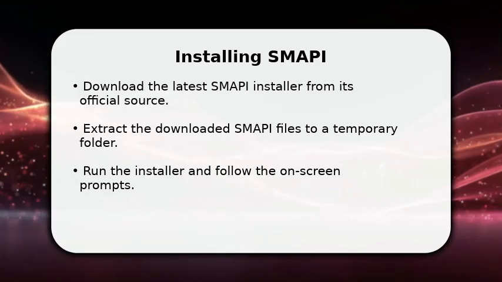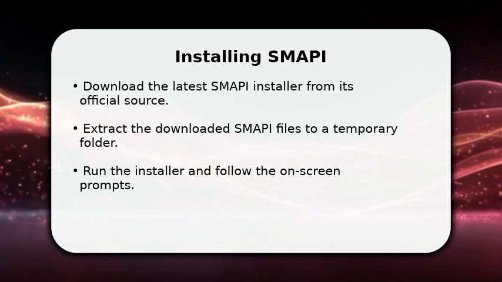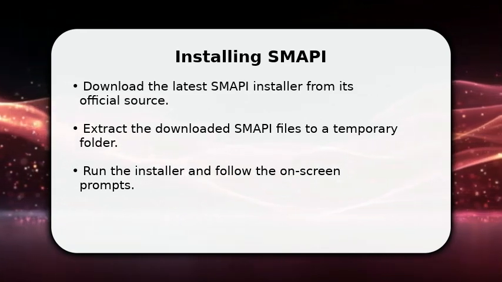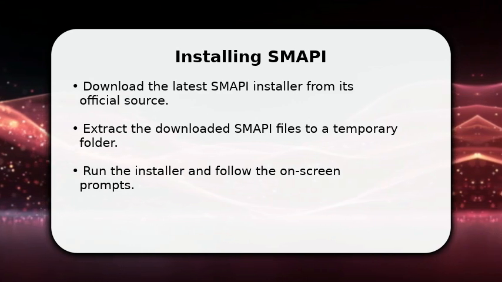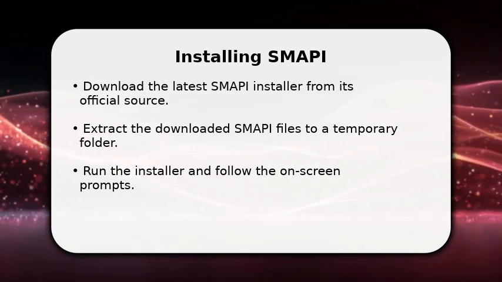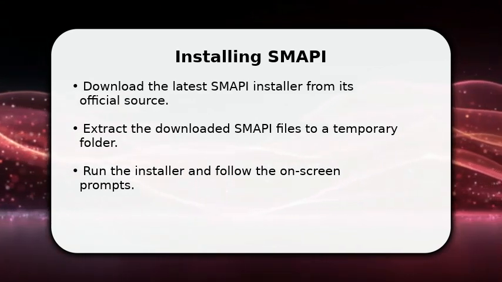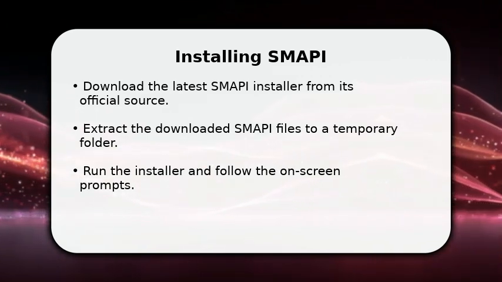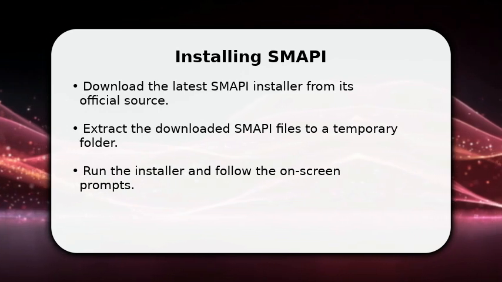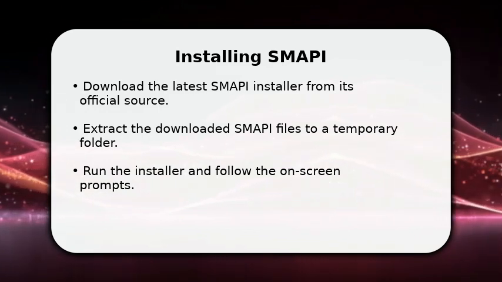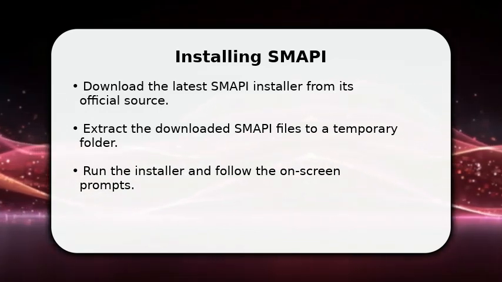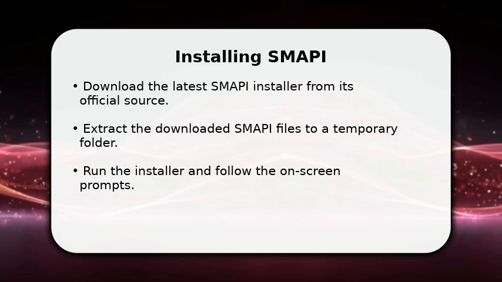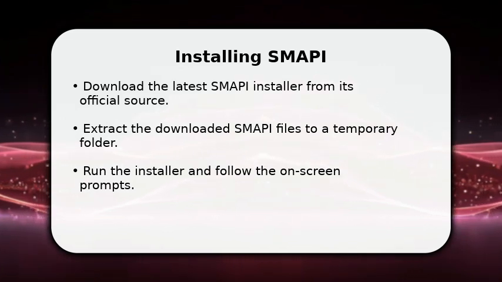In this video, I will explain how to set up Stardew mods. First, you'll need to install SMAPI, which is the Stardew Valley modding API. Head to the official SMAPI website and download the latest version. Once downloaded, extract the files and run the installer. It's a straightforward process, just follow the prompts to get SMAPI installed correctly. This foundational step is crucial for almost all Stardew Valley mods.